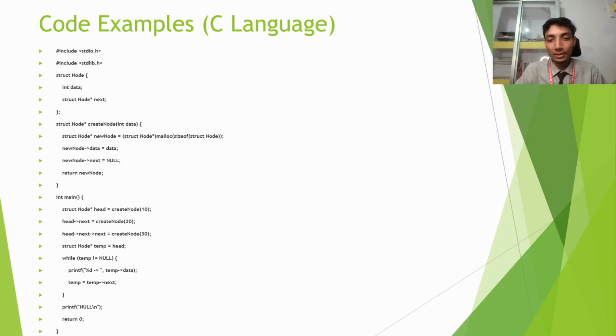Next, we create a function to allocate memory for a new node, initialize its data and set its next pointer to null. In the main function, we create three nodes and link them together. Here, the first node stores the value 10 and its next pointer points to the second node, which stores 20, and so on. Finally, we traverse the list to display its content.